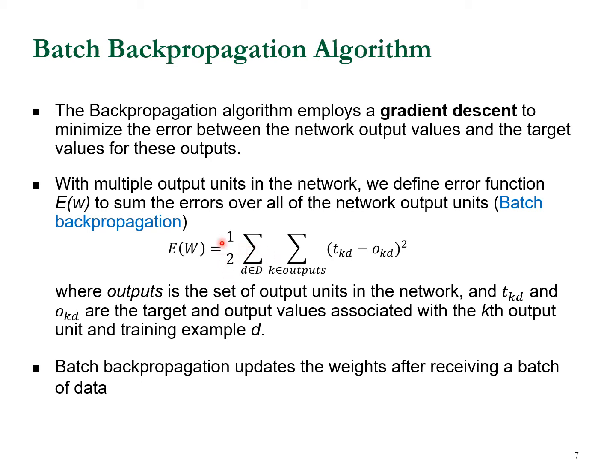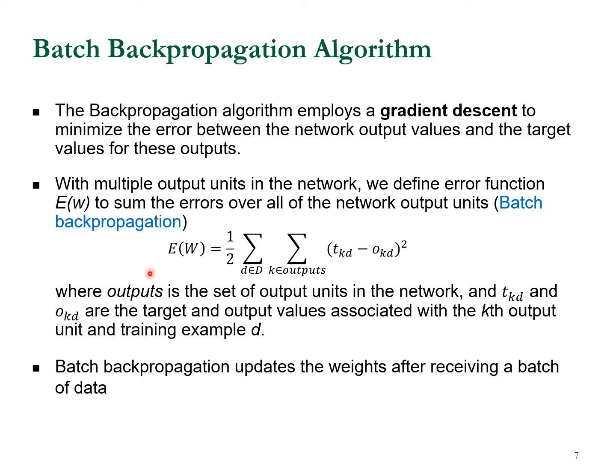The reason we put 1/2 here is that later on we're going to differentiate this error function. In that case, if you differentiate the square, the 2 comes to the front, so they cancel each other, 2/2. So for the sake of simplicity, we put 1/2 here. Anyway, that is the definition of the error function in the backpropagation algorithm.